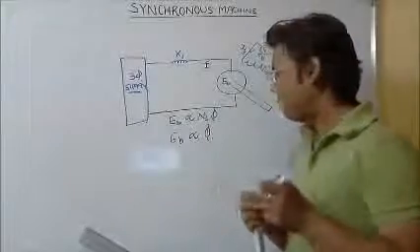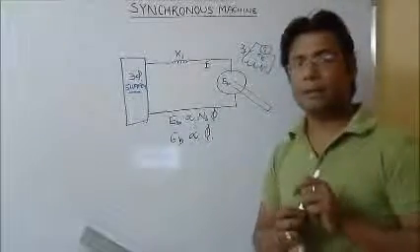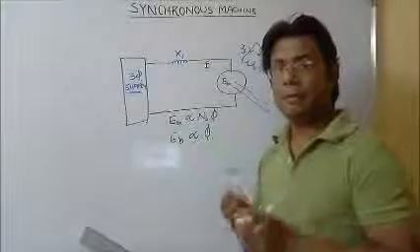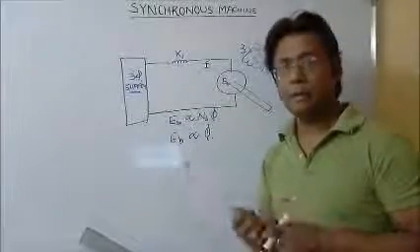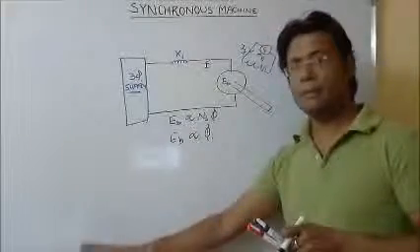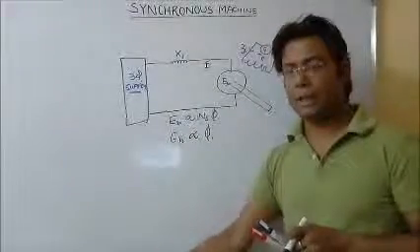So by decreasing my flux phi or by increasing my flux phi, I can decrease or increase my EB, that is the back EMF. And what is the use of changing my phi? We will see that.